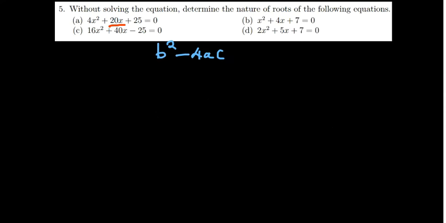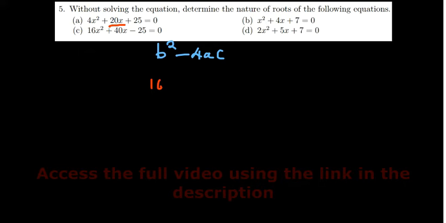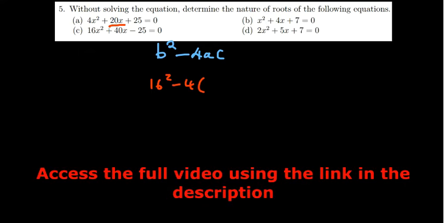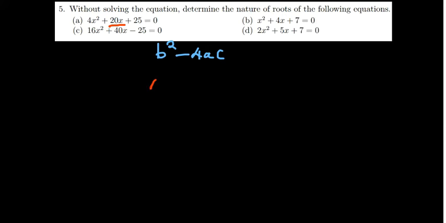Then for c, you have 16 squared minus 4. Your a, sorry, not 16 squared, 40 squared. 40 squared minus 4. Your a is 16, and then your c is minus 25. So 40 squared is what?